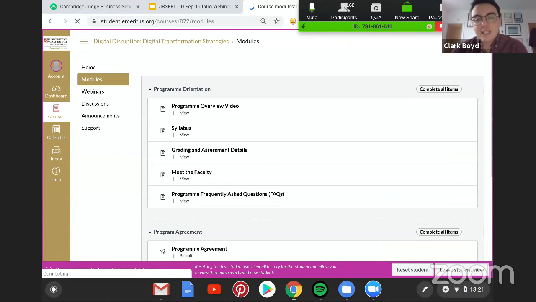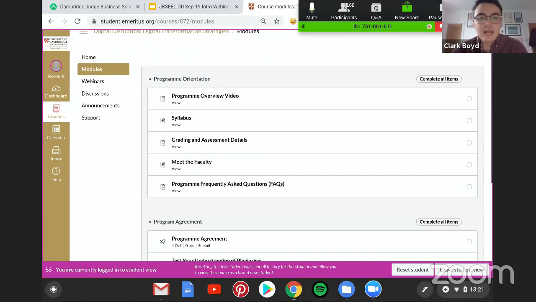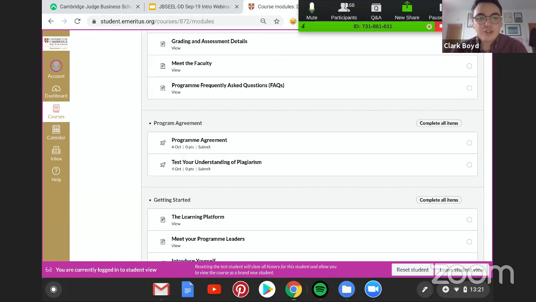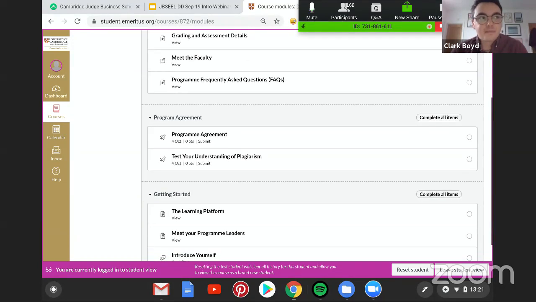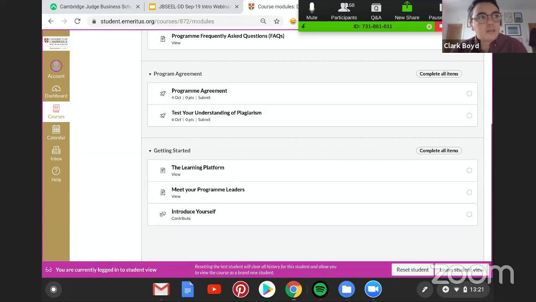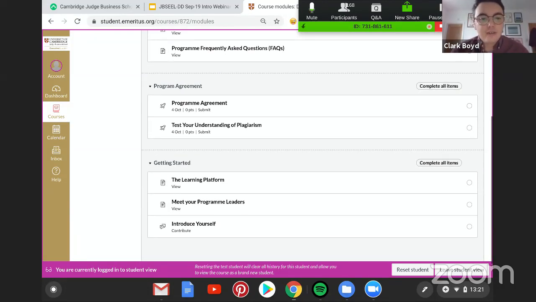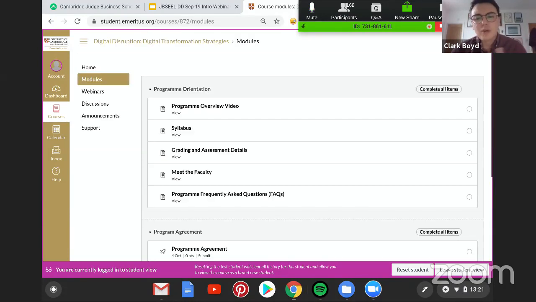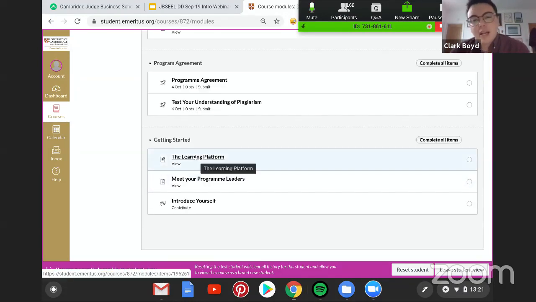So you'll always have the orientation up at the start: syllabus, meet the faculty, and so on. We have some frequently asked questions here, because it helps to address some of those similar things that tend to come up. So you can see all of these points in here around the learning platform, meet your program leaders, introduce yourself.